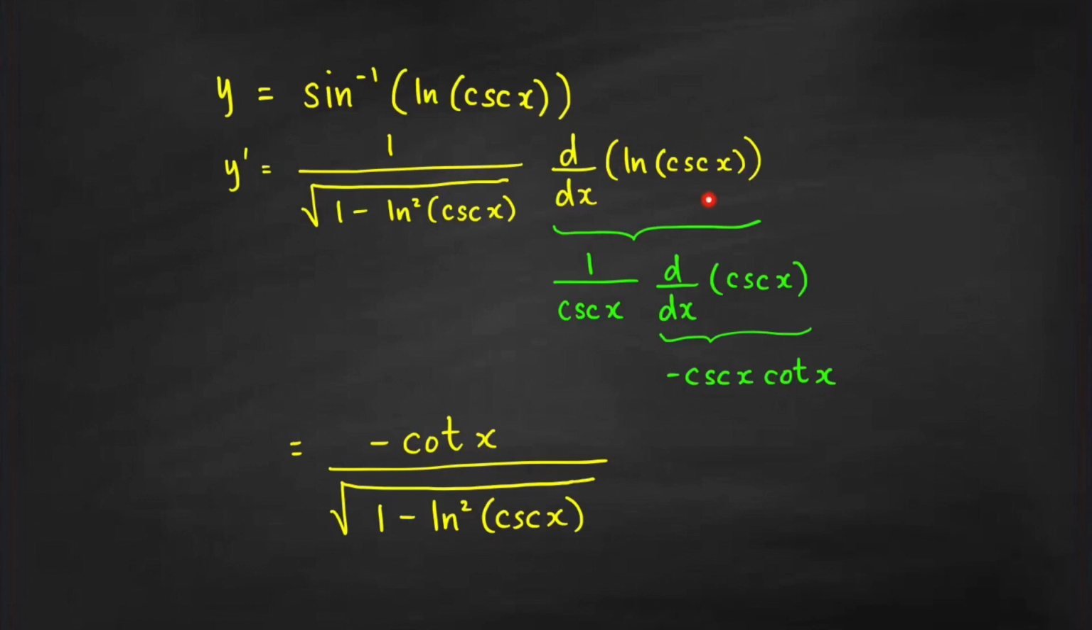Now, what is the form of this? Ln of a function, and we already have a formula for the derivative of ln u, that is 1 over u times the derivative of u with respect to x. And finally, using an ordinary formula, the derivative of cosecant x is negative cosecant x cotangent x. So we can write our answer. This times 1 over cosecant x, we cancel the cosecant x. So we're left with negative cotangent x over this denominator.